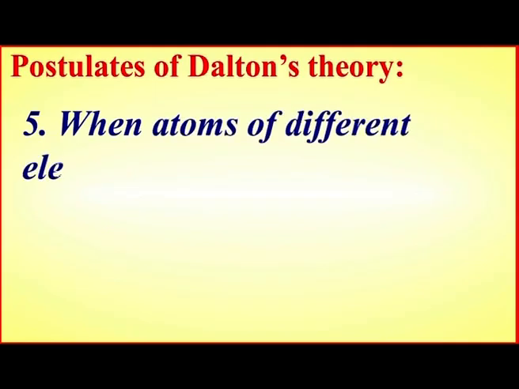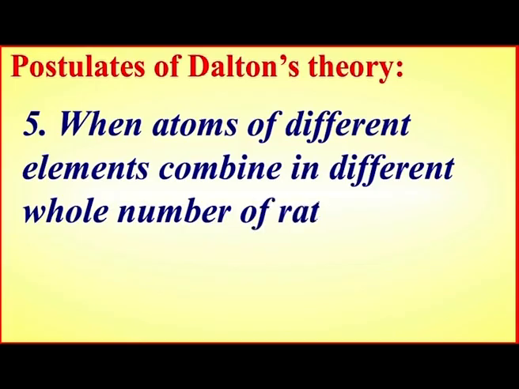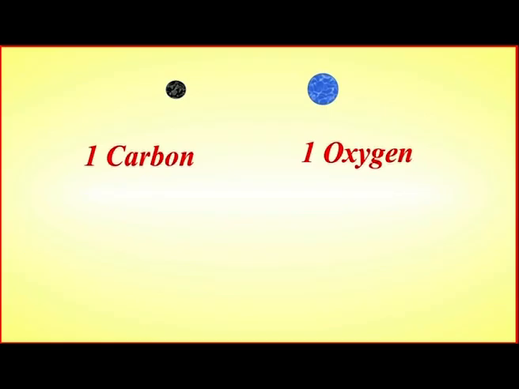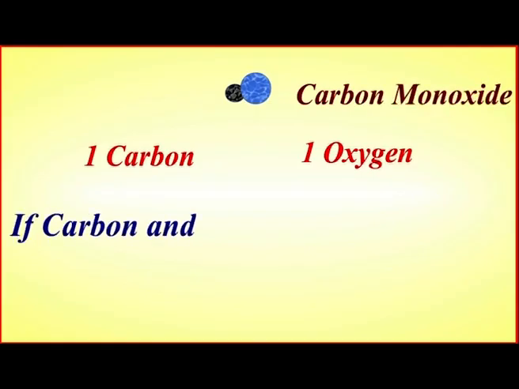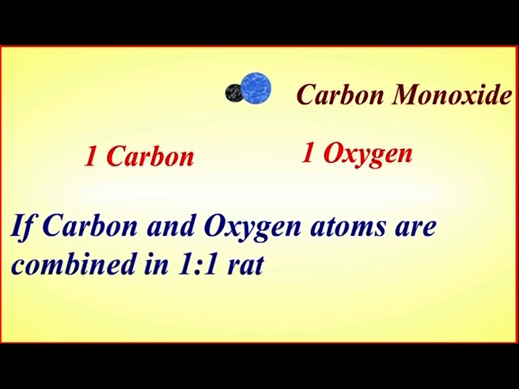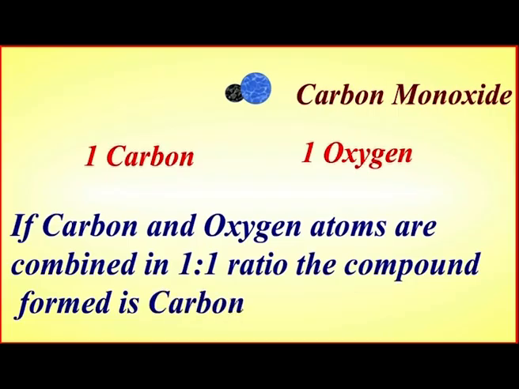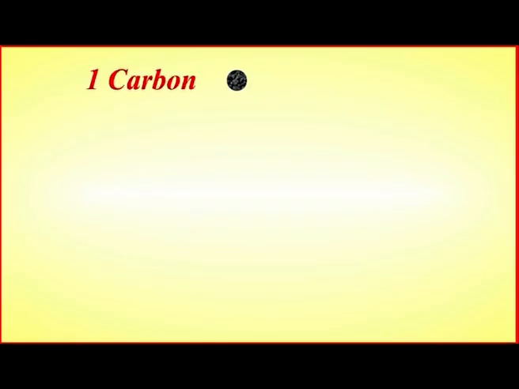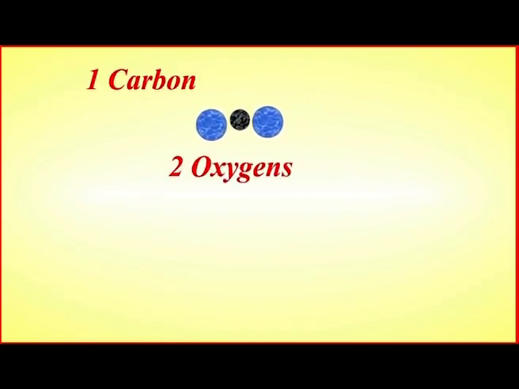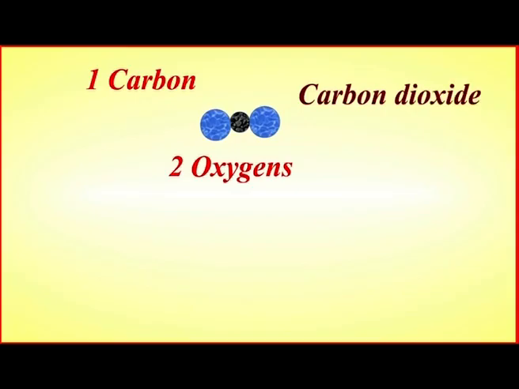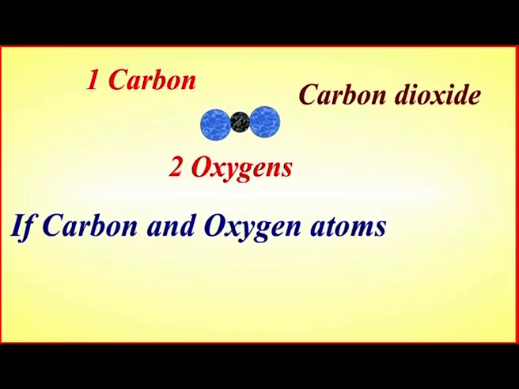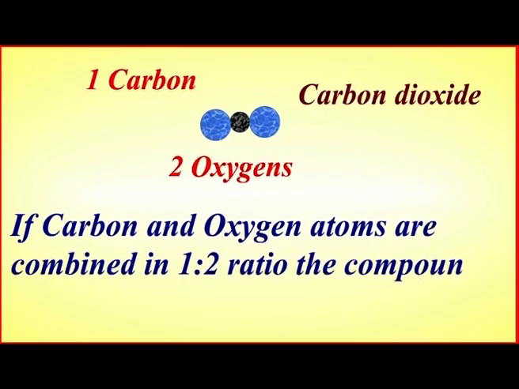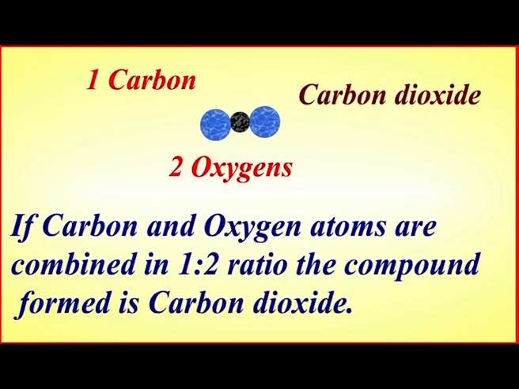Number 5. When atoms of different elements combine in different whole number ratios, they form different compounds. Observe carefully, my dear children. If carbon and oxygen atoms are combined in 1:1 ratio, the compound formed is carbon monoxide. Whereas, if carbon and oxygen atoms are combined in 1:2 ratio, the compound formed is carbon dioxide.